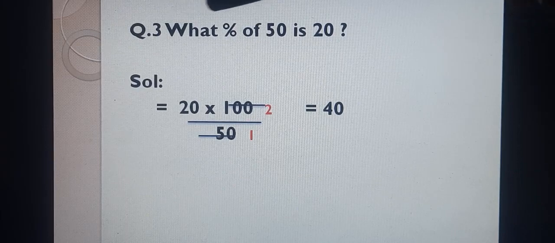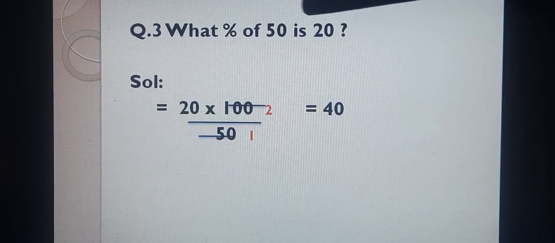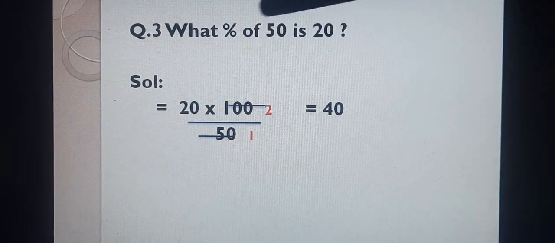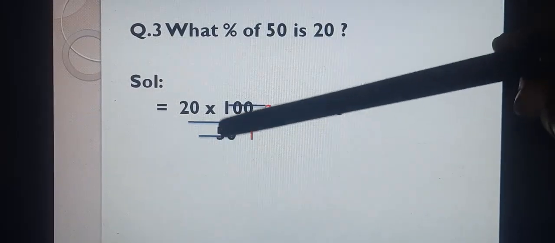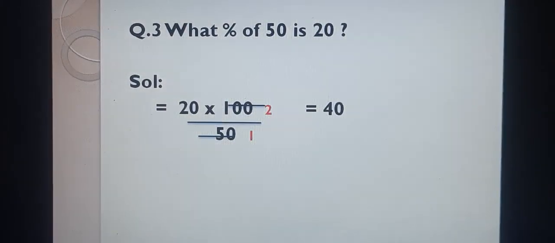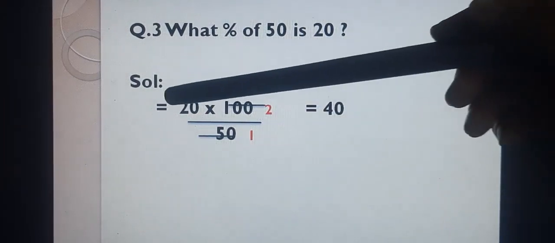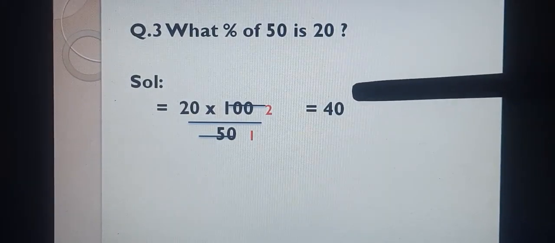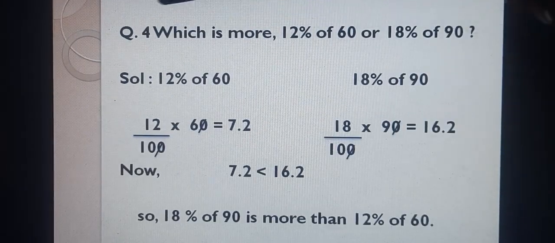Question number 3. What percent of 50 is 20? What percent of 50 is 20? So total quantity is 50. Fractional quantity is 20. According to rule, 20 upon 50 multiply by 100. 50 ones are 50, 50 twos are 100. 20 twos are 40. 40 upon 1 is 40 only. Right?